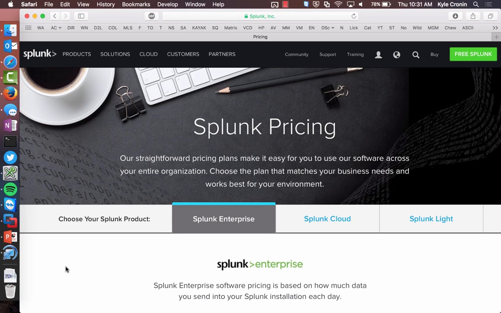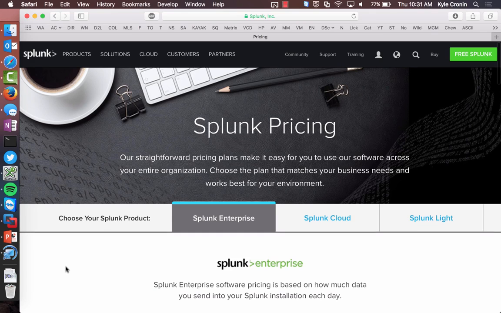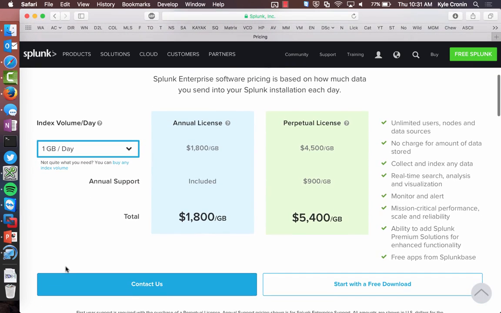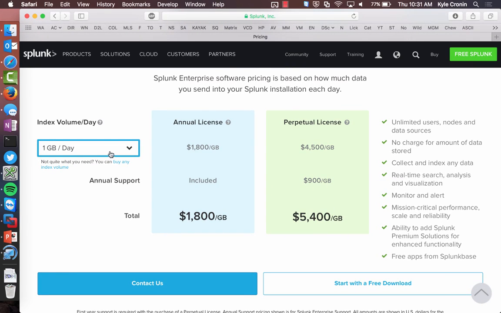Yeah, they only let you index so much data in a day. So if we want to go buy Splunk on an annual basis, it's $1,800 per gigabyte a day that we index. Meaning if we're indexing a gig of data, it's going to cost us $1,800 a year to do it. Or if we don't want to pay an annual fee, then it's $5,400.